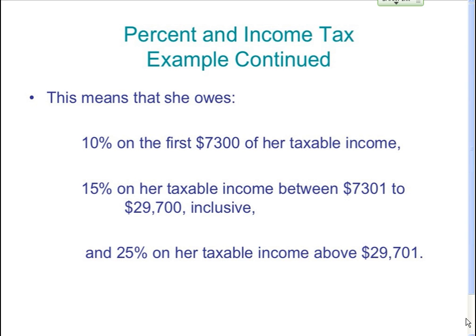Okay, she owes 10% on the first 7,300. So you would multiply the 10% times 7,300. Then you need to figure out how much she has over the 7,300, but less than the 29,700. And she pays 15% on that. And then anything that's over the 29,700, she pays the 25% on.